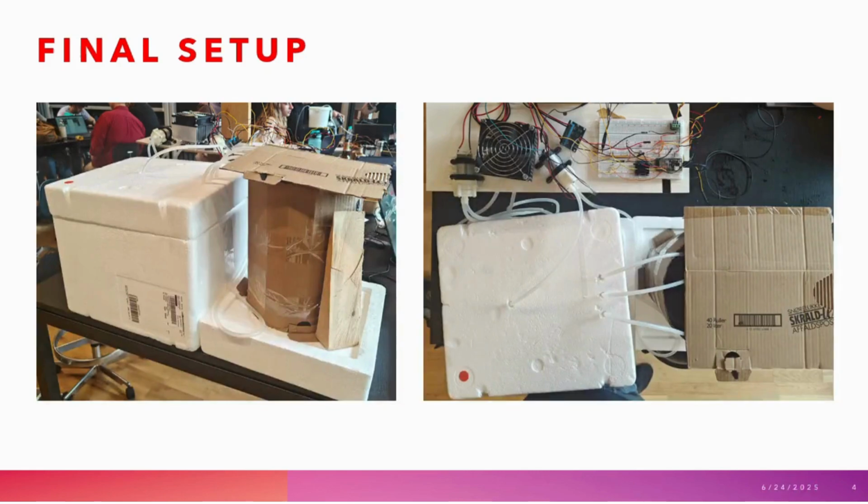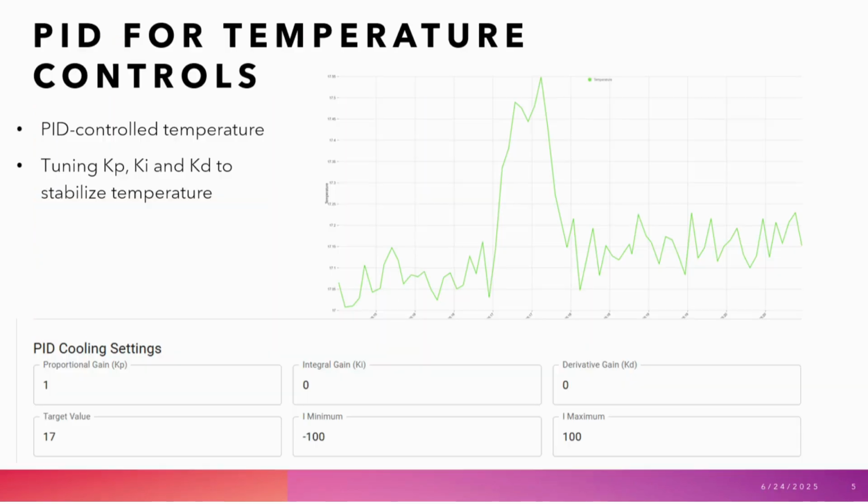Here you can see our final setup, how it looks in real life without the blueprint. And here we have the muscle tank, and then in the cardboard we have the algae tank. Temperature was calibrated and implemented by adding realistic amounts of warm water to the system and changing proportional, integral, and derivative parameters in our muscle PID controller.